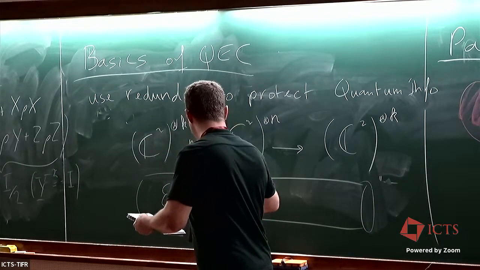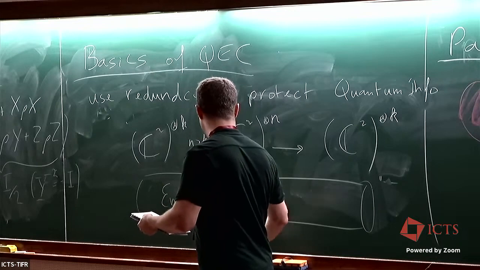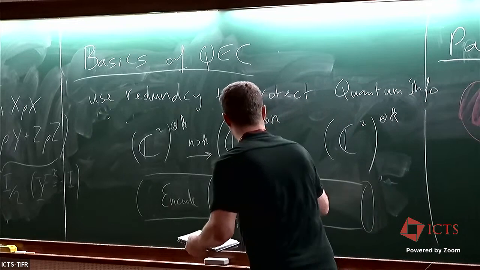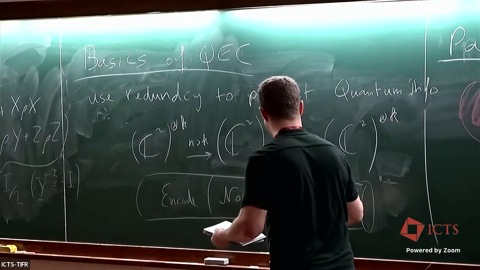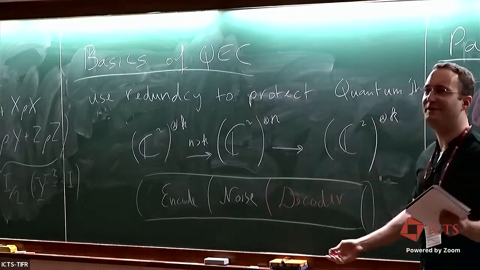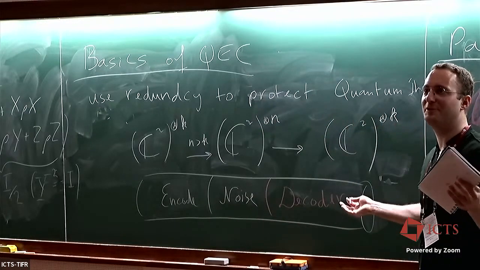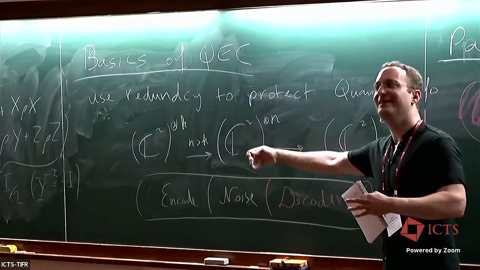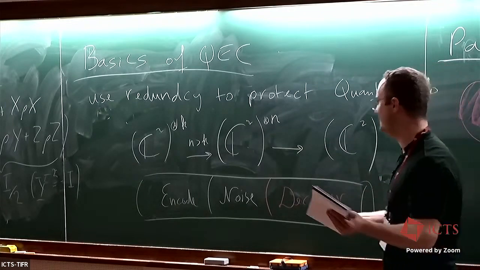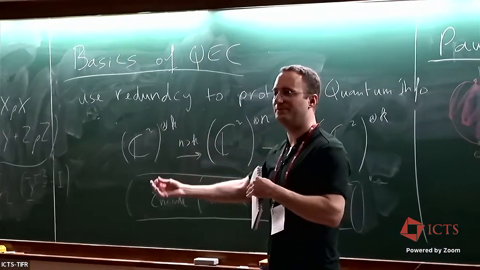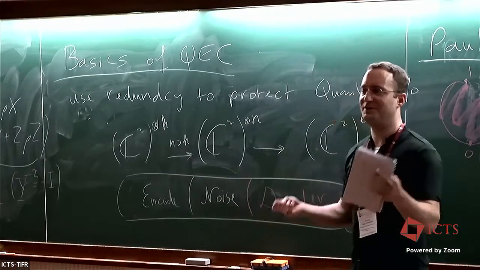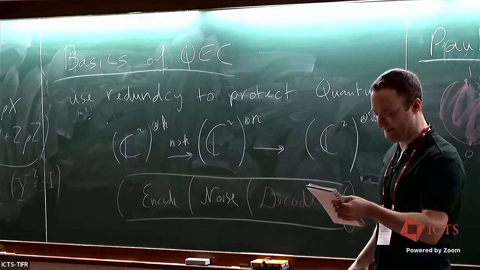This is the noise channel or error channel. And this is the decoding. The noise channel in real life can be just storage, so it's a channel over time, or it can be communication, 5G or Wi-Fi, and then it's transmission over spatial degrees of freedom. It doesn't matter. The theory of quantum error correction is oblivious to this fact.